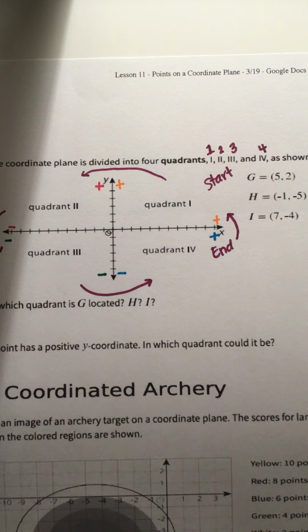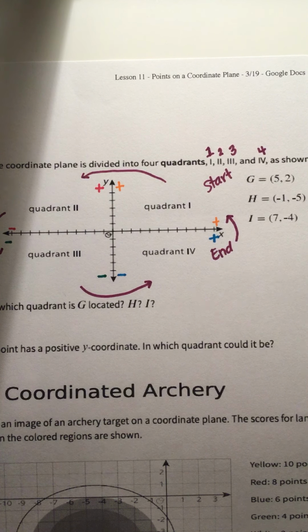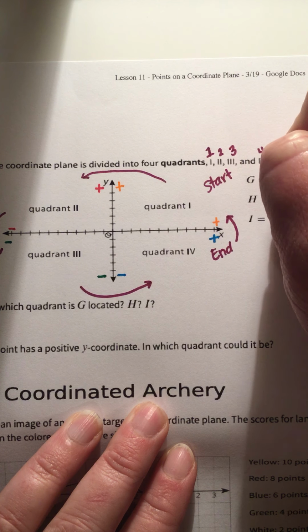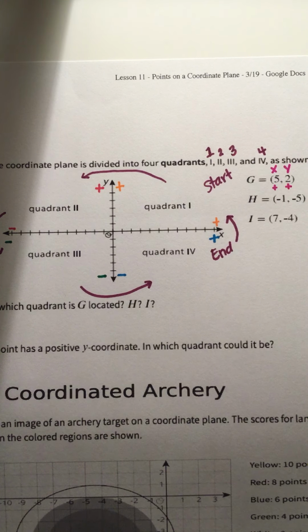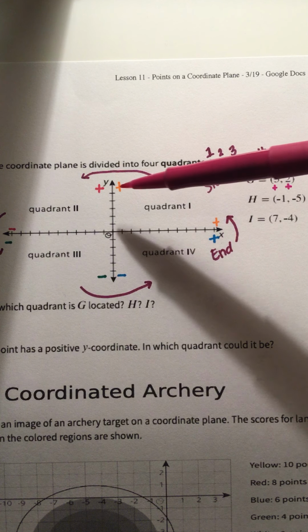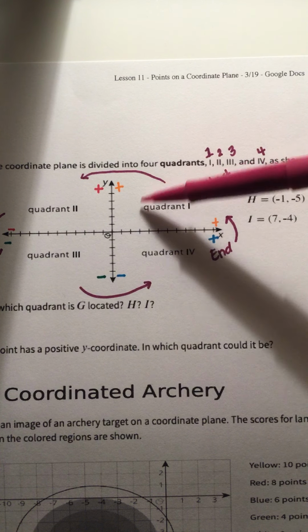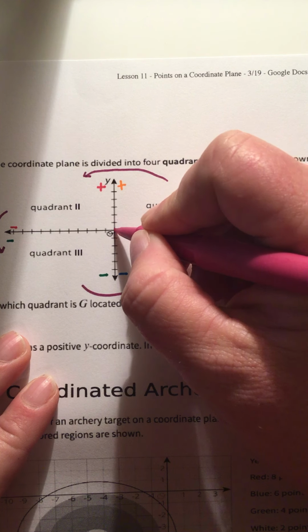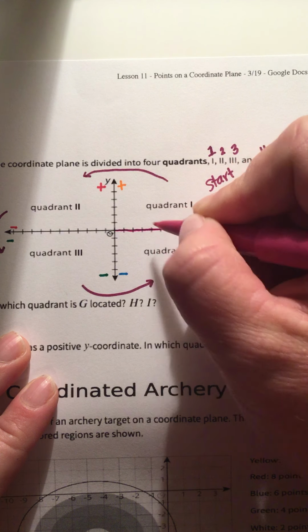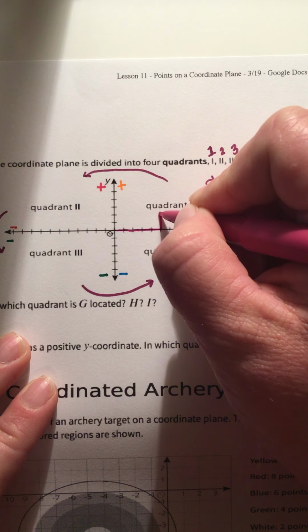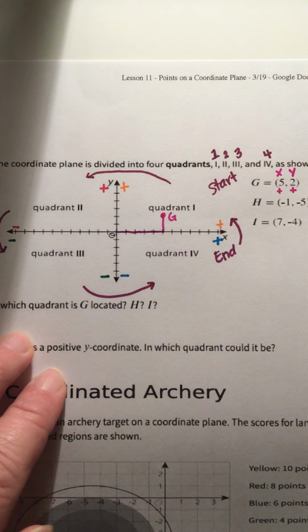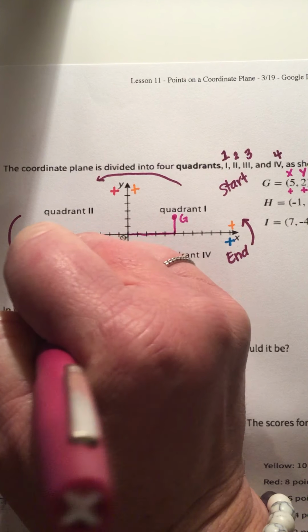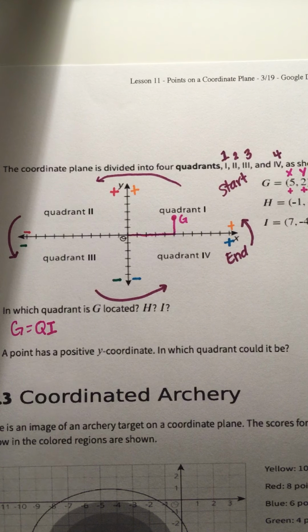Okay, so what do you notice about G's numbers, or G's ordered pair? This is X, this is Y. 5 is a positive number, and 2 is a positive number. So which one has both the X and the Y positive? That would be quadrant 1. So technically, if I plotted this point, I would go 1, 2, 3, 4, 5, and then 1, 2, and that is where G would be. Okay, so G is in Q1.